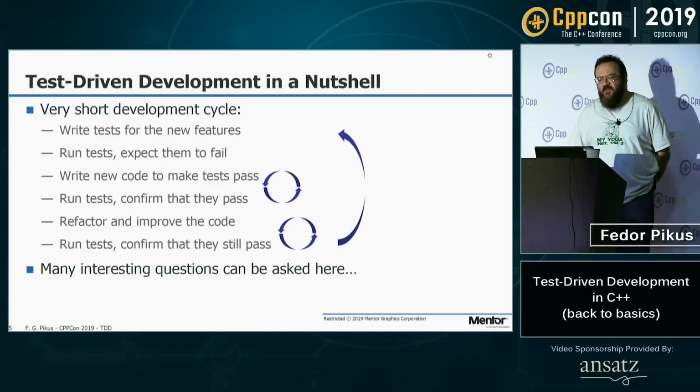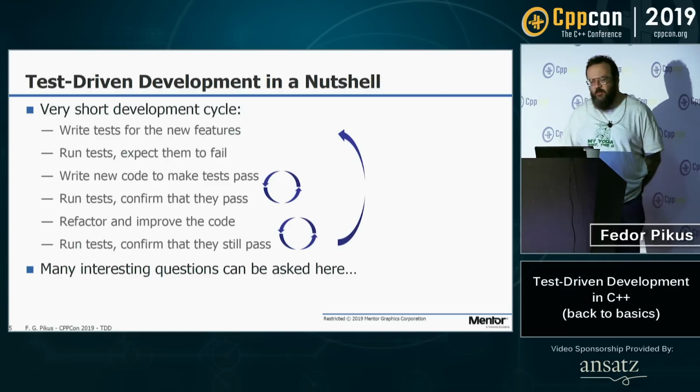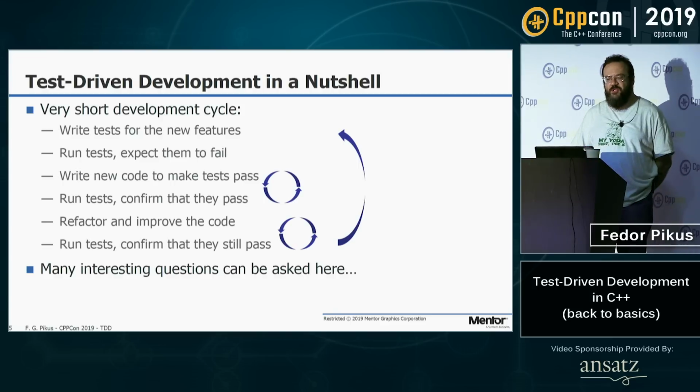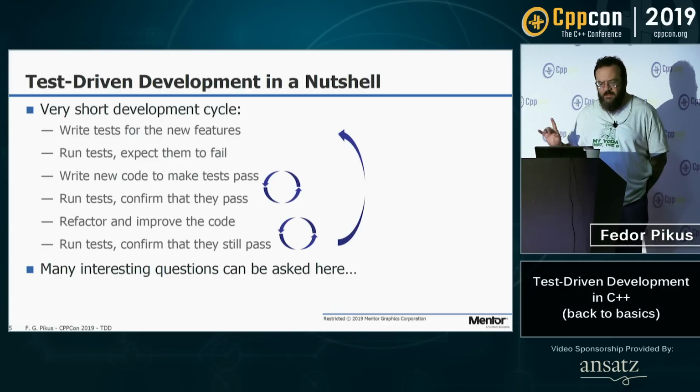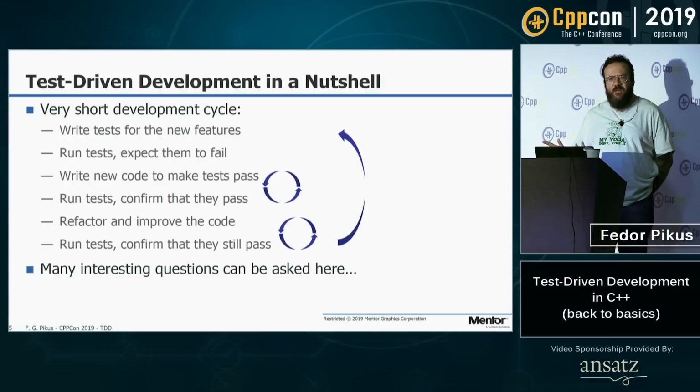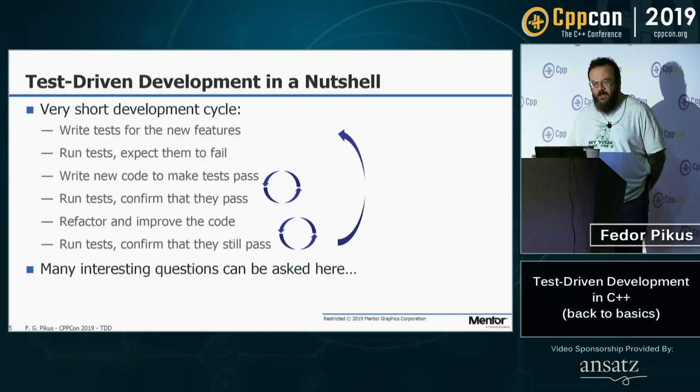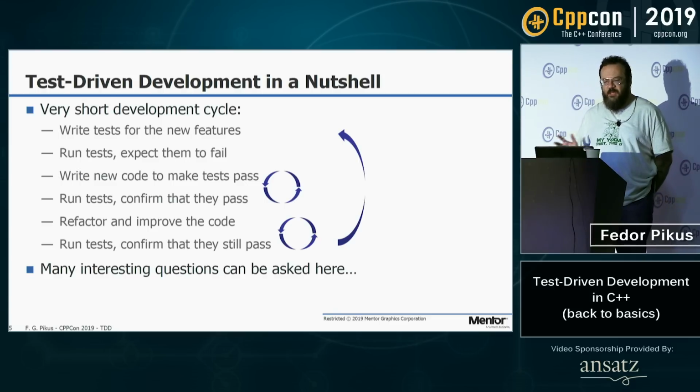The classic test-driven development is a very short development cycle process. You write tests for the new features. Note, I didn't start with you write code. I said you write tests. You run the tests and you expect them to fail because you didn't write the features yet. You write the code, you make the tests pass, you run tests, confirm that they pass, you iterate.